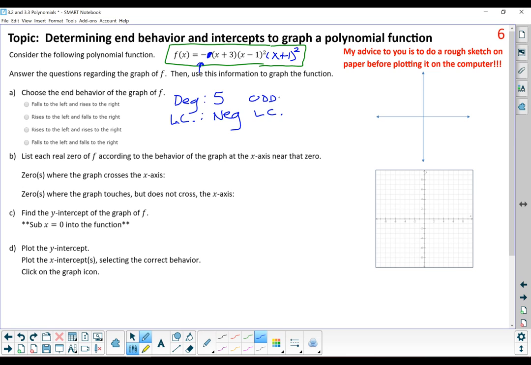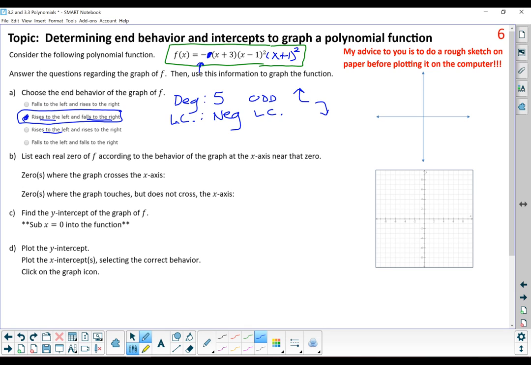So odd degree with a negative coefficient means that our end behavior is going to look something like this. It looks like it's going to be rising on the left and falling on the right. So this is our choice right here: rising on the left and falling to the right. Super challenging if you're like me and you don't know your right from left very well.